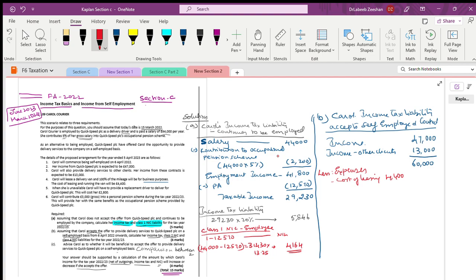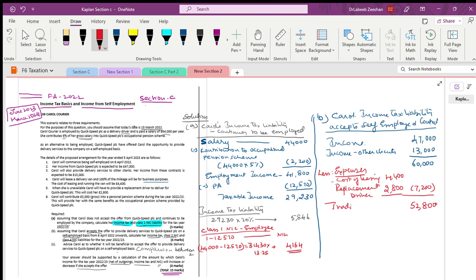Next, point number 5. When she is unavailable, Carol will have to provide a replacement driver for delivery of fixed feed. The cost is 2,800. These are the expenses. Total expenses come to 7,200. It comes to 52,800.